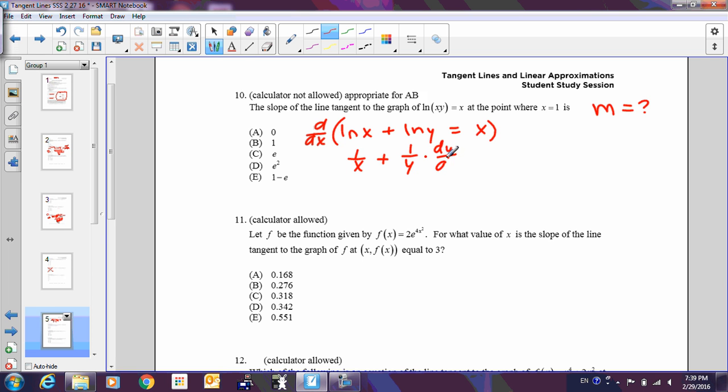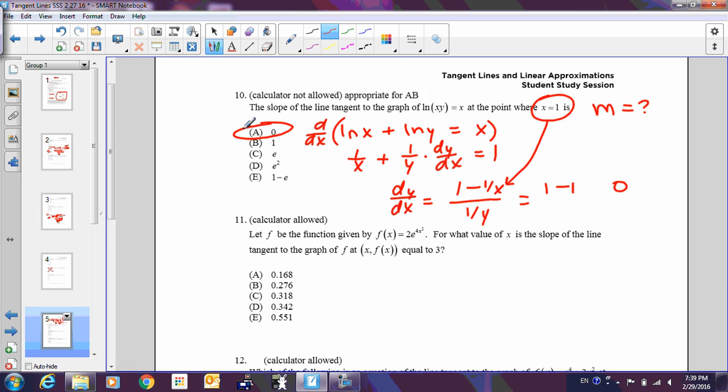Since we're deriving implicitly, I'm going to have the dy over dx. That equals 1. So getting dy over dx by itself, you have the 1 minus 1 over x, and then divided by 1 over y. It might be important that you know what y equals, but here, because x is 1, you're going to get 1 minus 1 on the top. You're going to get 0. So I can figure that out without even knowing what y equals. Alright, if you had needed to know y, you would just plug 1 in for x here and here, solve for y. And I believe it ends up being e.